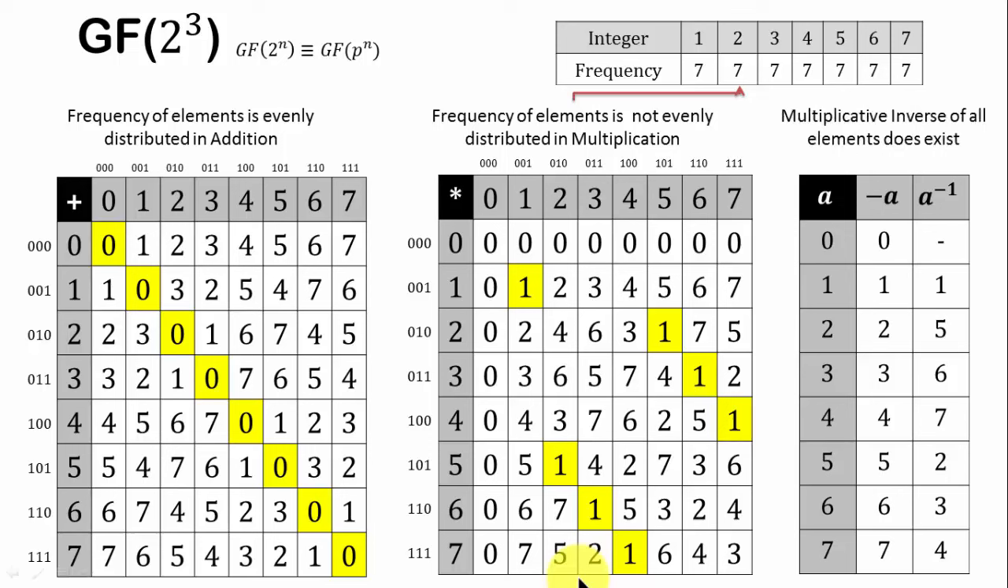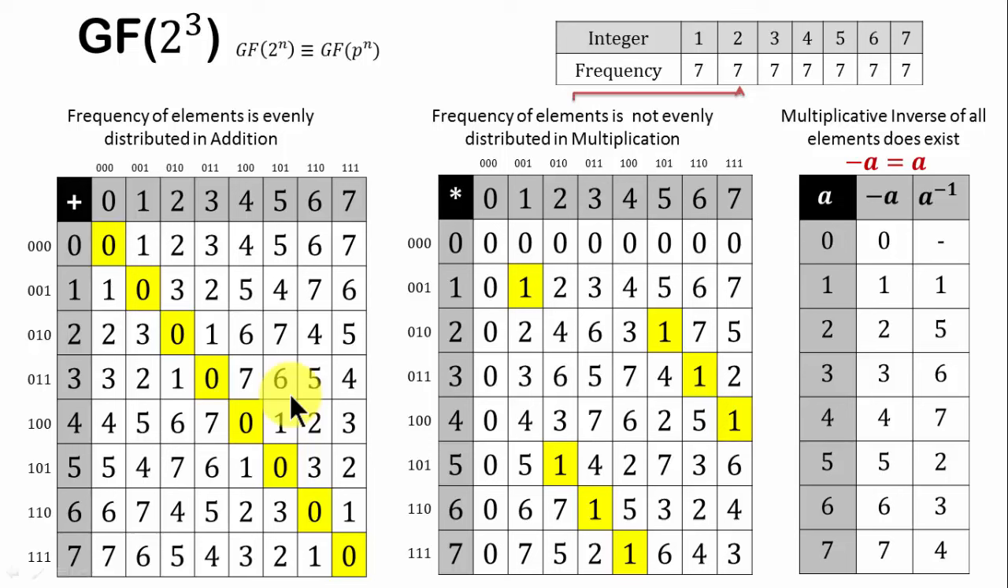But the calculation of the values is a bit different. It is not simple addition and multiplication, because if you look here, 3 plus 5 is equal to 8, and 8 mod 8 should have resulted in a 0, but it results in a 6. So the way it is calculated is a bit different, and for that we need to understand polynomial arithmetic.